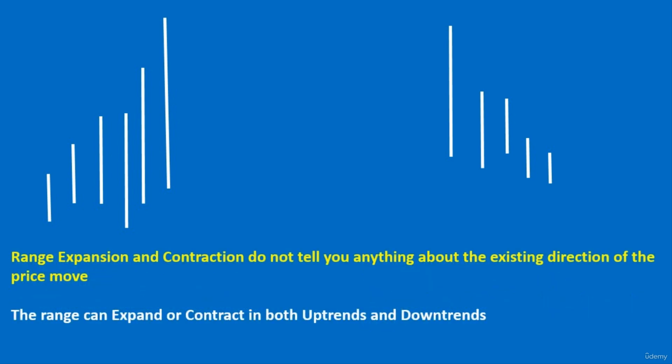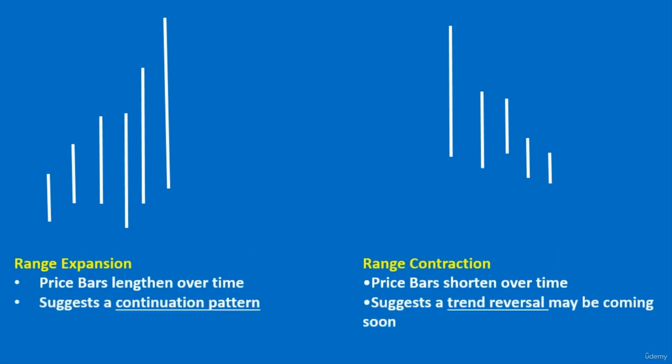So range expansion and contraction don't tell us anything about the existing direction of the price move, just more so whether it would be a continuation pattern or that trend might reverse, because it could go either way depending on whether they're contracting or expanding. The range can expand or contract in both uptrends and downtrends, so they can do it both ways. But range expansion is more of a continuation pattern, going to keep going the same direction, and a range contraction might show a trend reversal, or basically flattening out or changing the trend, is the big idea behind that.